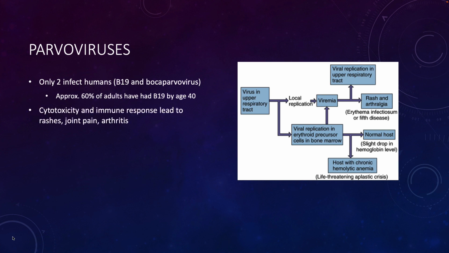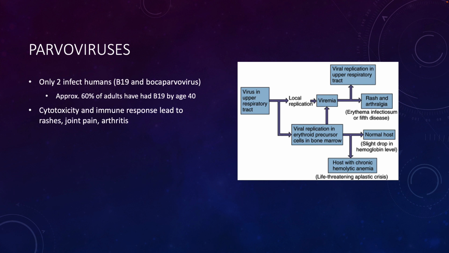This is the B19 cycle. It's a respiratory virus, local replication, and then replication in erythroid precursor cells in the bone marrow, viremia, rash, joint pain. In a normal host, you might have a slight drop in hemoglobin levels because of the replication in the red blood cell precursors. In hosts that have any sort of anemia condition, this can be life-threatening.